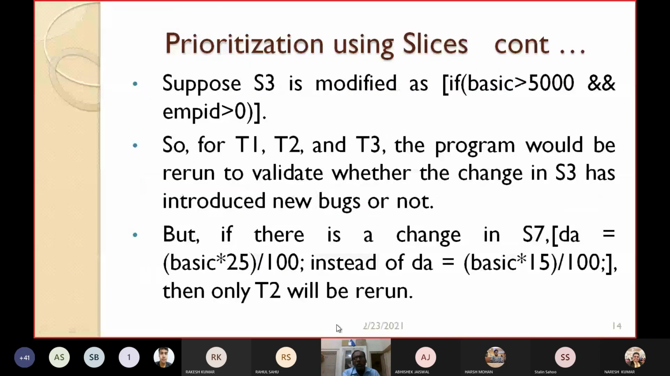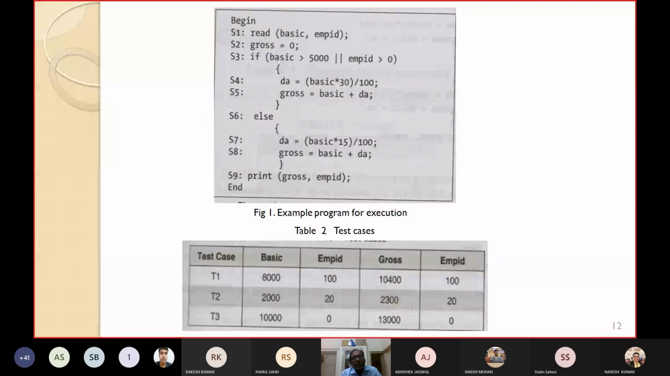Okay, so what will we do now? Let's see. Basic is greater than 5,000 and employee ID is greater than 0. What was the problem? Why is T3 taken here? Because we have designed T3 by giving basic 10,000 and employee ID 0. Why is it giving this result? Because we have used the OR condition here: either basic pay is greater than 5,000 or employee ID is greater than 0. Since basic pay is greater than 5,000, even if we have taken 0 for employee ID, it is computing the gross pay, which should not happen.